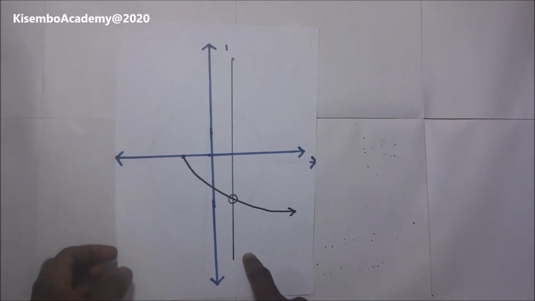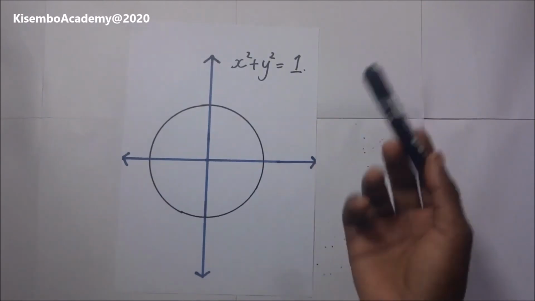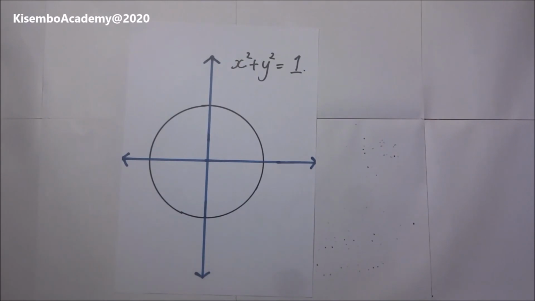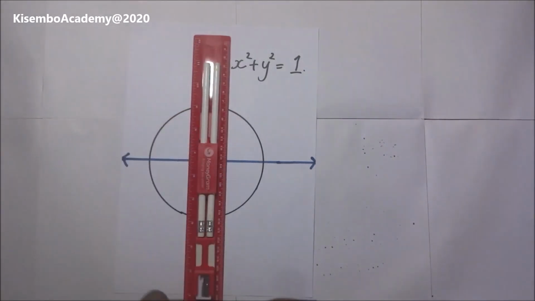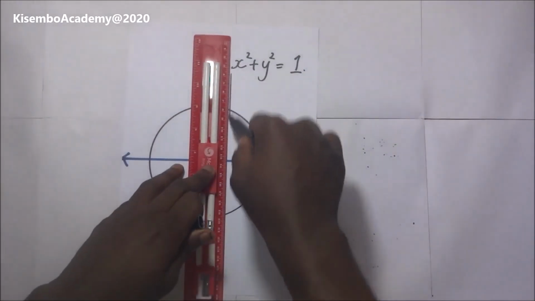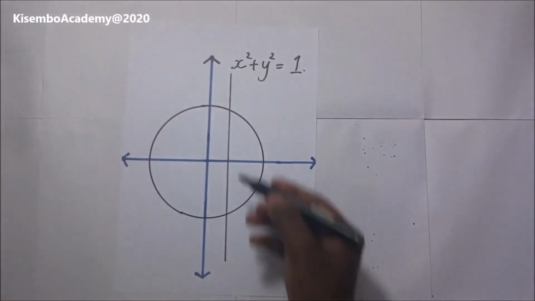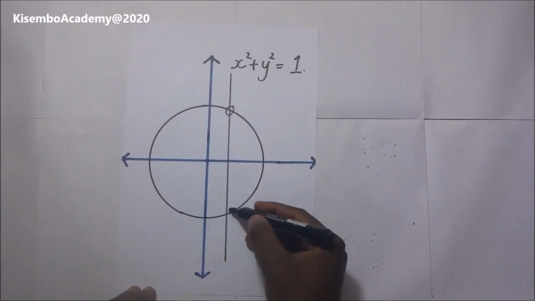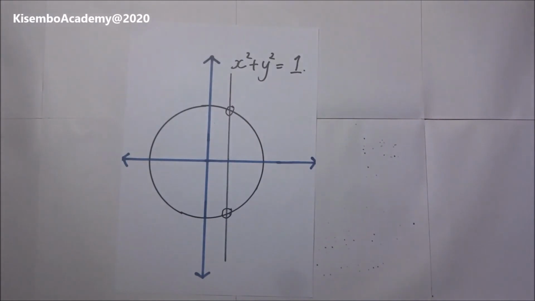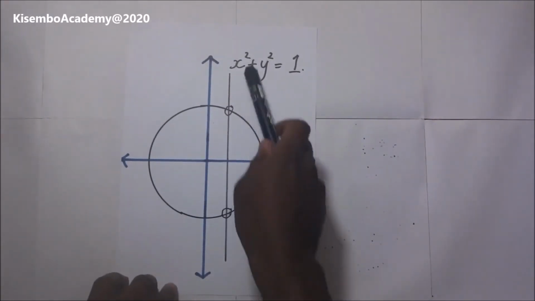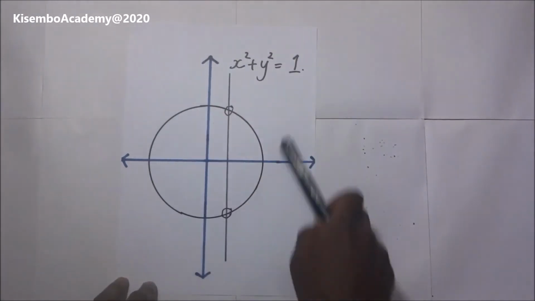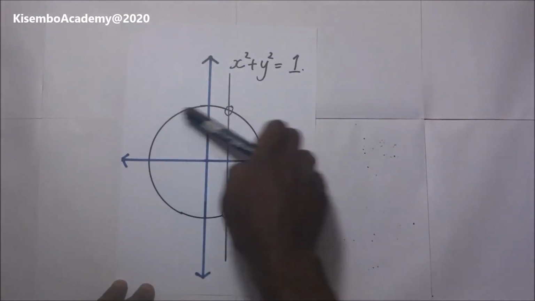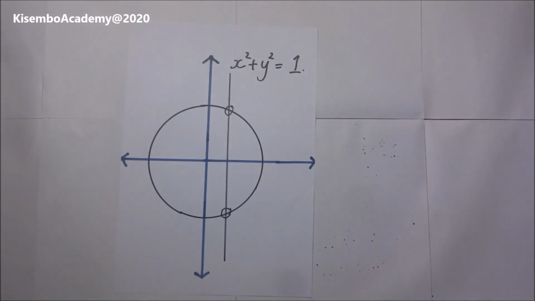And then finally, we have a circle, x squared plus y squared is equal to 1. Again, we shall do our vertical line test. We shall draw. When we draw it, it intersects at that point and at that point. And since it's intersecting this more than once, then it means that this relation is not a function.